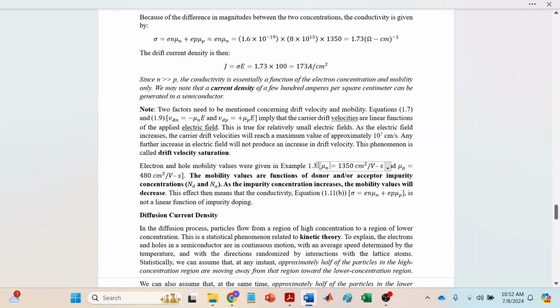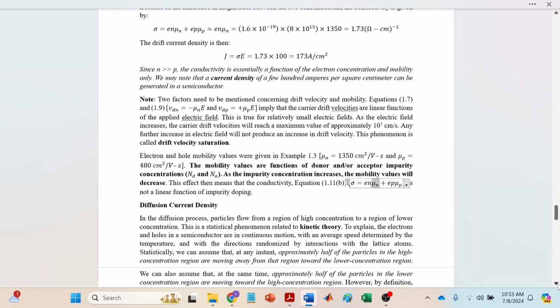As a result of this, the conductivity which is given by this equation is not a linear function of the impurity doping. It's a linear function of the mobility value, but it's not a linear function of the impurity doping.